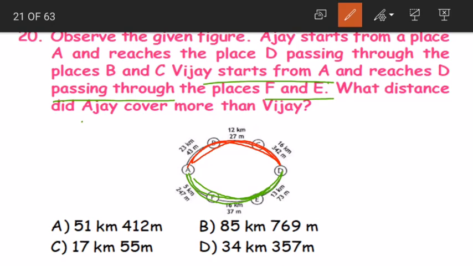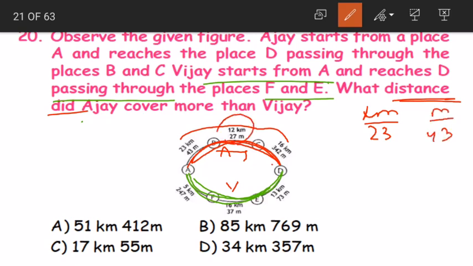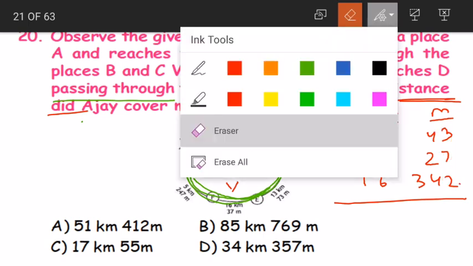Understood? So what distance did Ajay cover more than Vijay? First, what should we do, children? We should find out the distance covered by both Ajay and Vijay. Red is Ajay, green is Vijay. So how much distance did Ajay cover? We have to add all these. 23 kilometers 43 meters plus 12 kilometers 27 meters plus 16 kilometers and 342 meters. Okay, see, all the ones place numbers should be aligned. Understood, children? Don't forget to write the numbers in their correct place values.